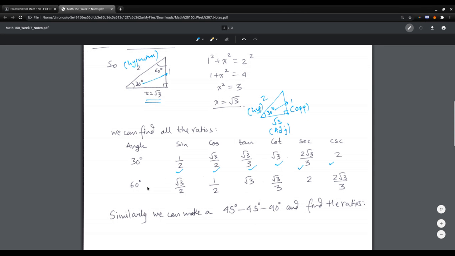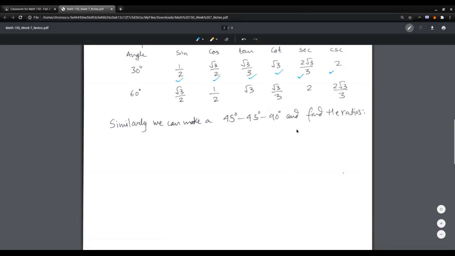But from the same triangle, I can also find 60 degrees, meaning if I look with respect to 60 degrees here, to root 3, 1, the hypotenuse does not change, but now this is the opposite and this is the adjacent. And then again, I can find all 6 ratios.